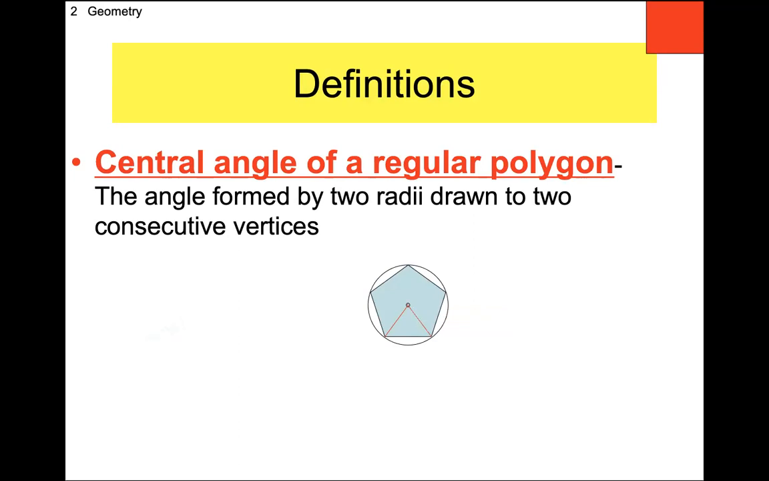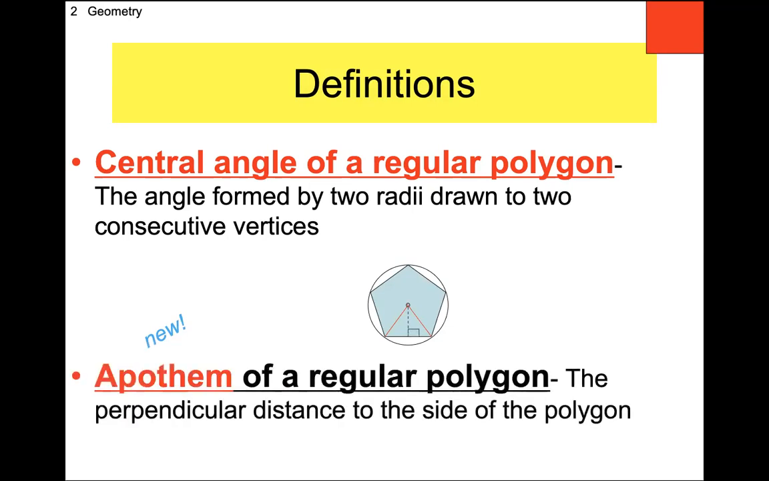All right, last one. This one's new. Same idea. I'm just going to drop that black dotted line right there. That black dotted line drops straight down. Notice it's not a radius. I didn't extend it past the polygon. And it is perpendicular, and we are going to give it a fancy name, and its fancy name is the apothem. So the apothem of a regular polygon. So we just call it an apothem. This is that perpendicular distance from the center to any side of the regular polygon.